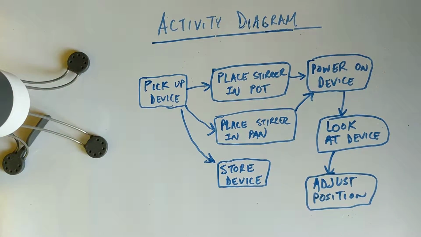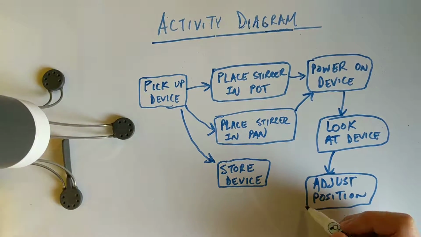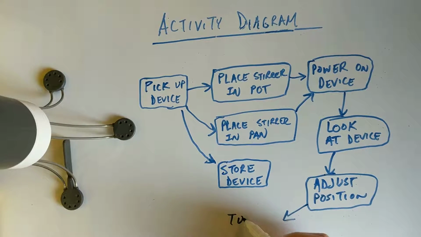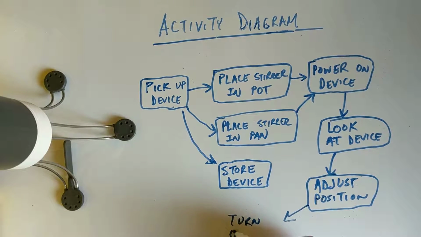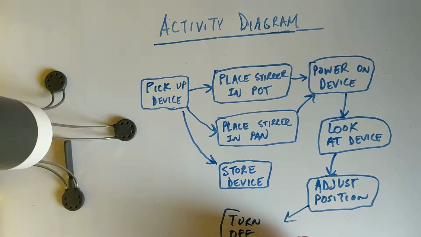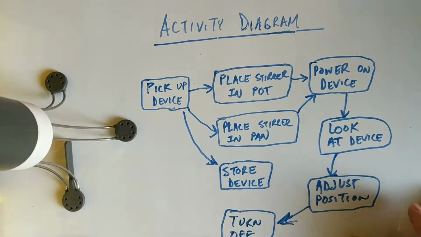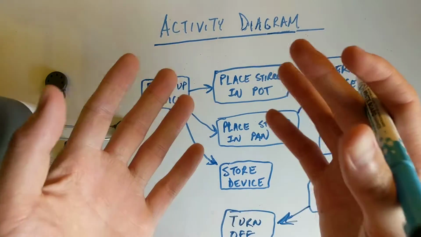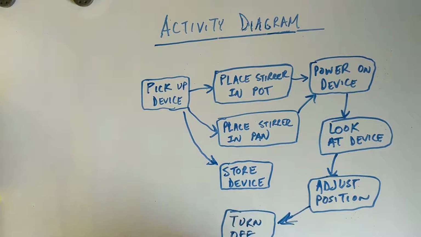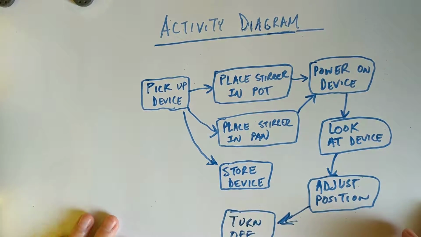There are other things that I could do with this thing. Eventually I'll have to turn it off, so I'll include that. Turn off or power off the device. That's a pretty important one, so that's something I'm going to include. And eventually this could become a really, really rich diagram.